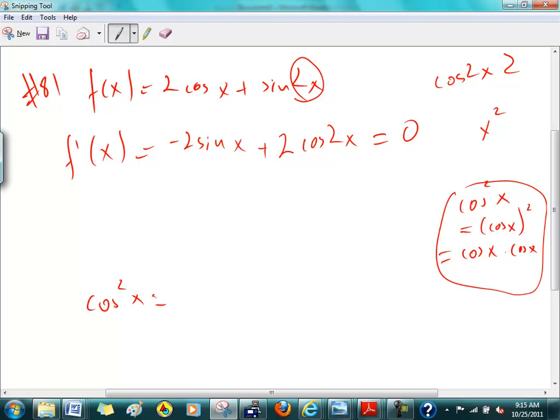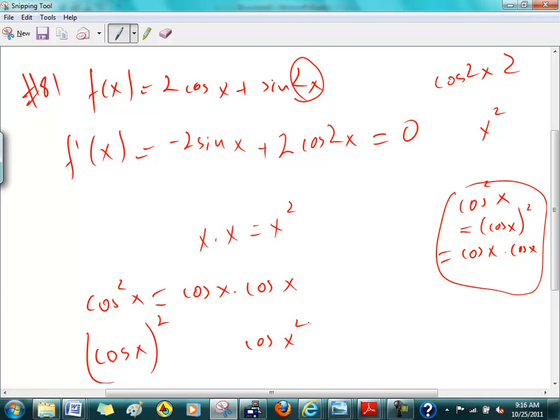Cosine squared x. Well, this is obvious, right? This is algebra. The other way is to say that this is equal to cosine x times cosine x. Well, what's x times x? Isn't that the same thing as putting a parenthesis around it? So what if it's without the parentheses? Then it's this.